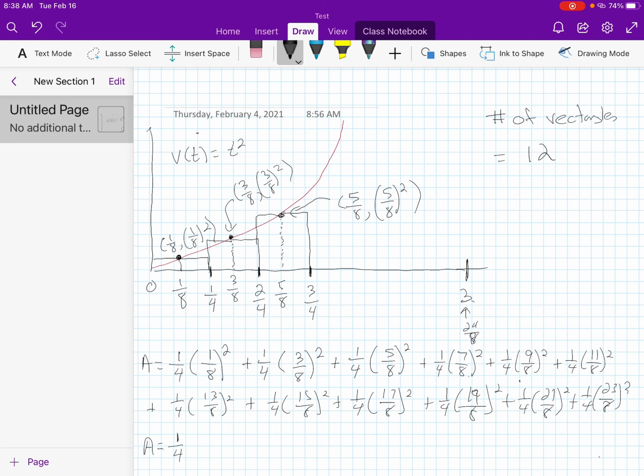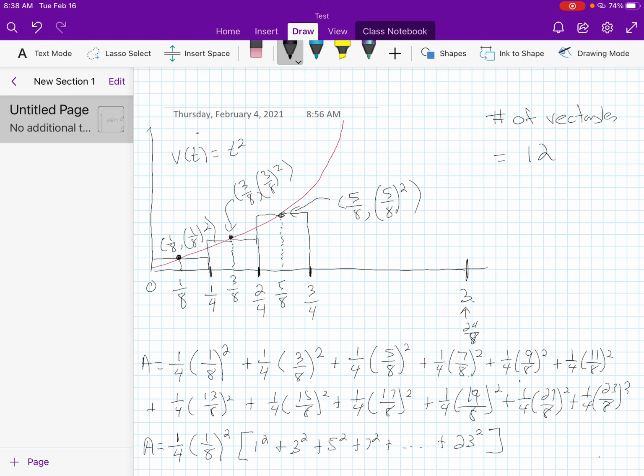Start off by common factoring out the 1/4, because there's 1/4 in all of them. And if you look carefully, actually there's a 1/8 squared in all of them. Each one of them has an 8 in the denominator, and that 8th is squared. So I can actually go 1/8 squared and take that out of each of the brackets. And once I do that, what I'm left with in the brackets is 1 squared plus 3 squared plus 5 squared plus 7 squared plus ... all the way up to 23 squared.